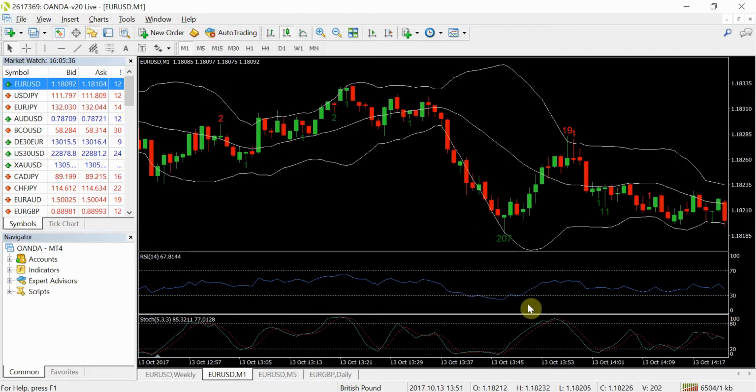with pin bars, using confluence factors such as the RSI and stochastics to really get your confidence levels up in taking this trade.